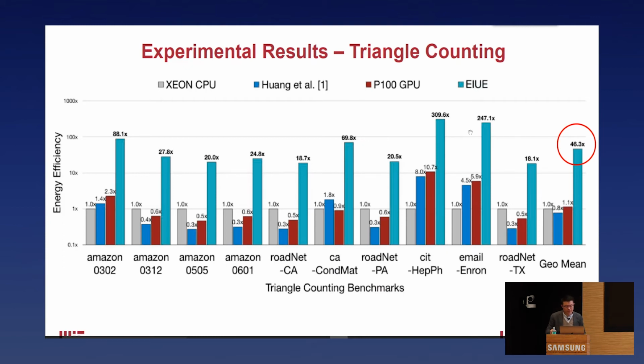So we also compared an application using such a primitive, which is triangle counting, which is widely used in analyzing social graphs. Comparing the CPU, FPGA and the GPU, the FPGA is about 46 times better in energy efficiency compared with the CPU baseline.